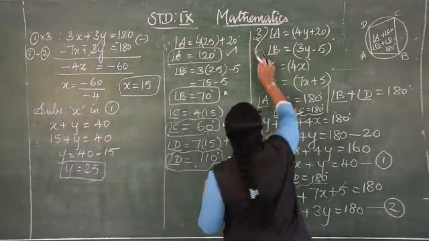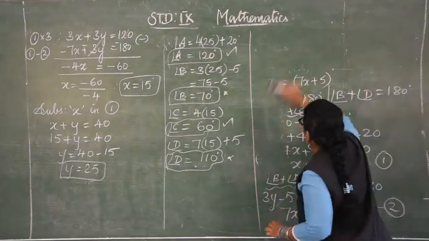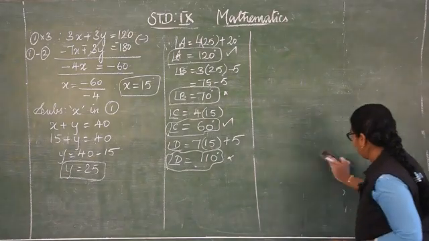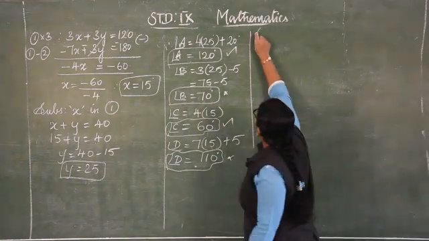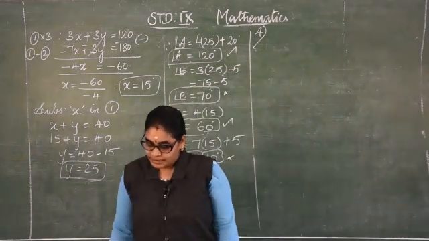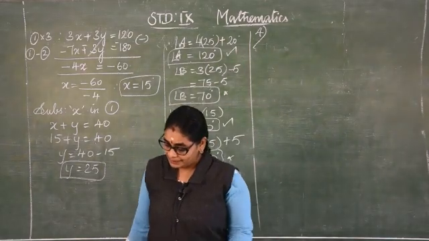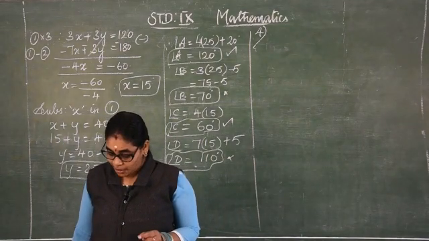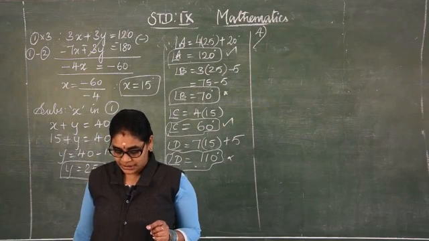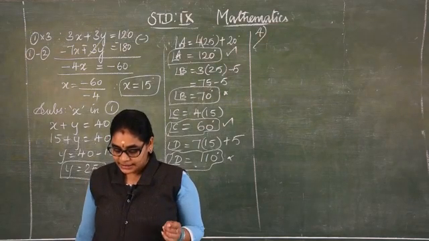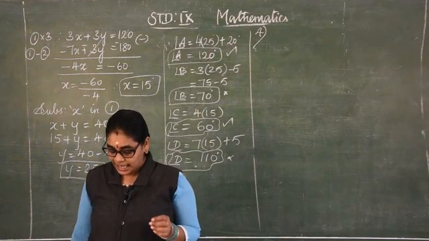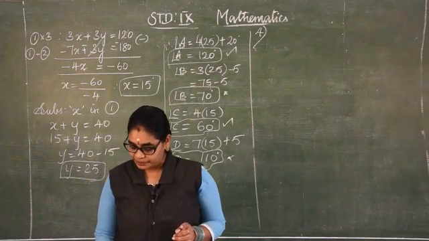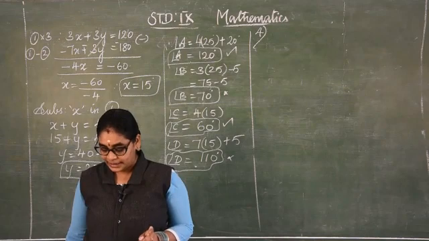Now fourth sum. On selling a TV at 5% gain and a fridge at a 10% gain, a shopkeeper gains rupees 2000. But if he sells a TV at a 10% gain and a fridge at 5% loss, he gains 1500 on the transaction. Find the actual price of the TV and the fridge.